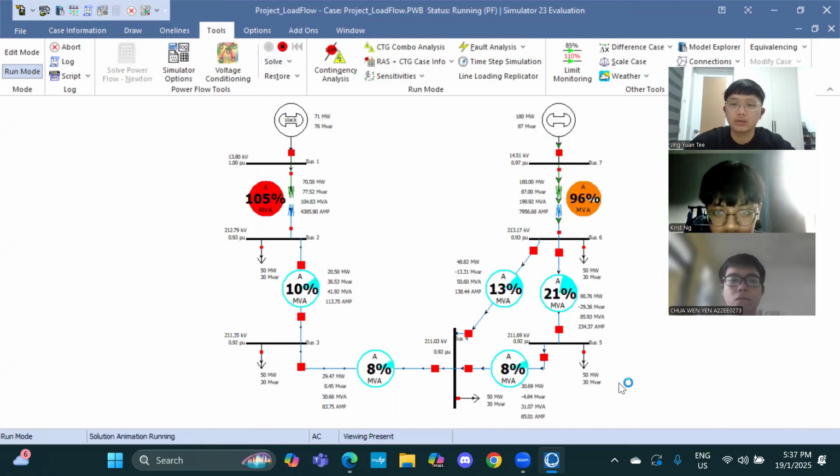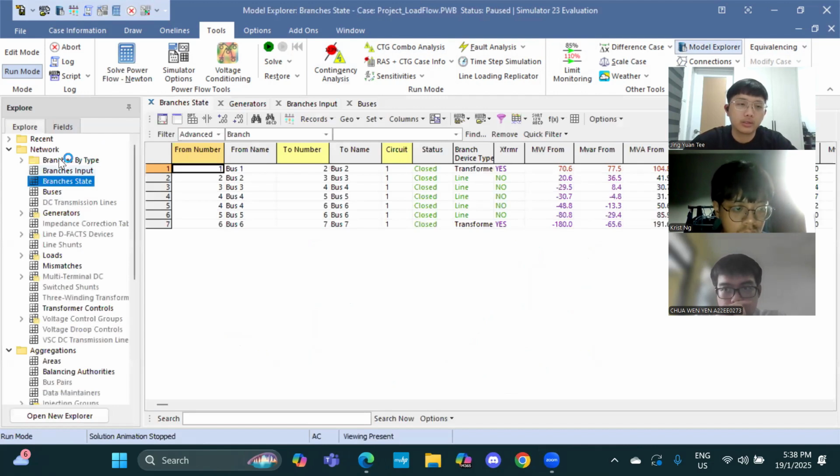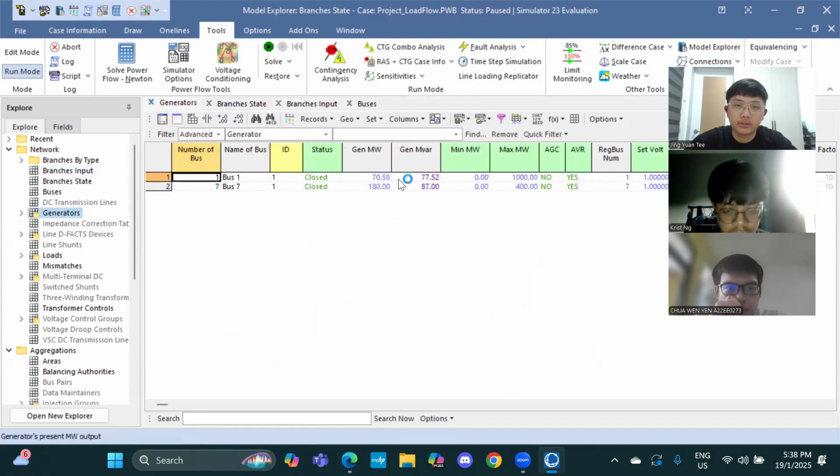You can see that in case 1, there will be an overflow at transformer 1, which is 105%, because you can observe here it is 104.83 MVA. This overflow in the circuit is not good because it consumes power and it will cause power wastage. So we will try to resolve this situation in case 2. And you can also obtain the output for case 1 here. The model explorer can get the branches, generators, and also the buses.